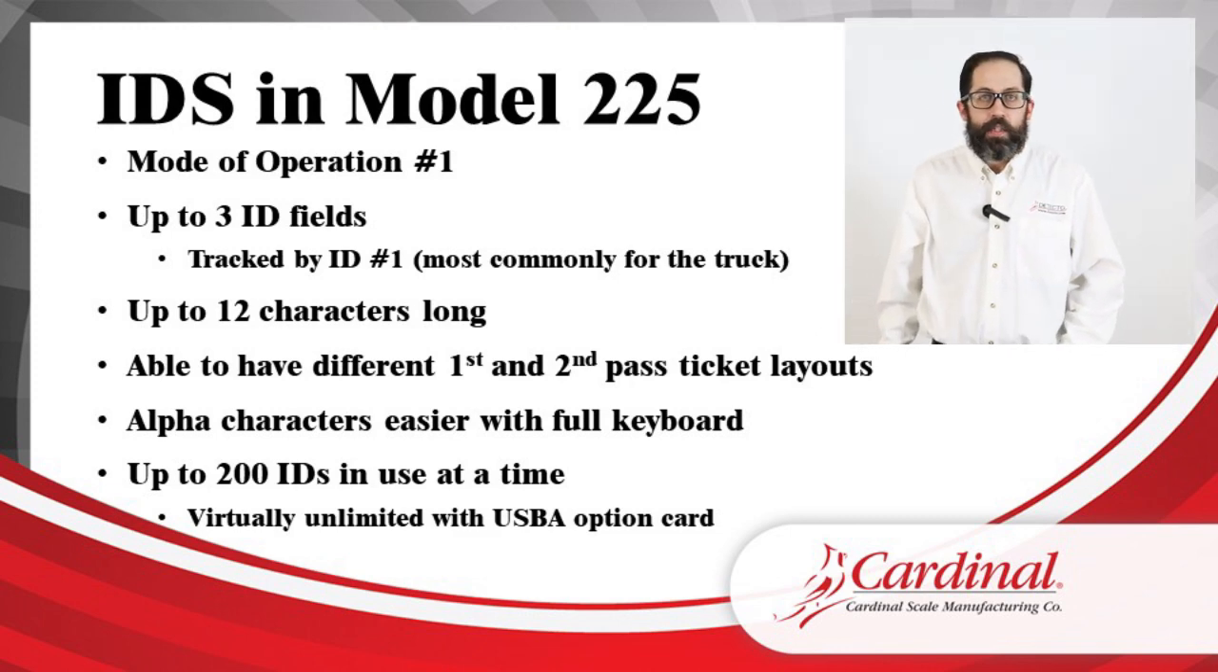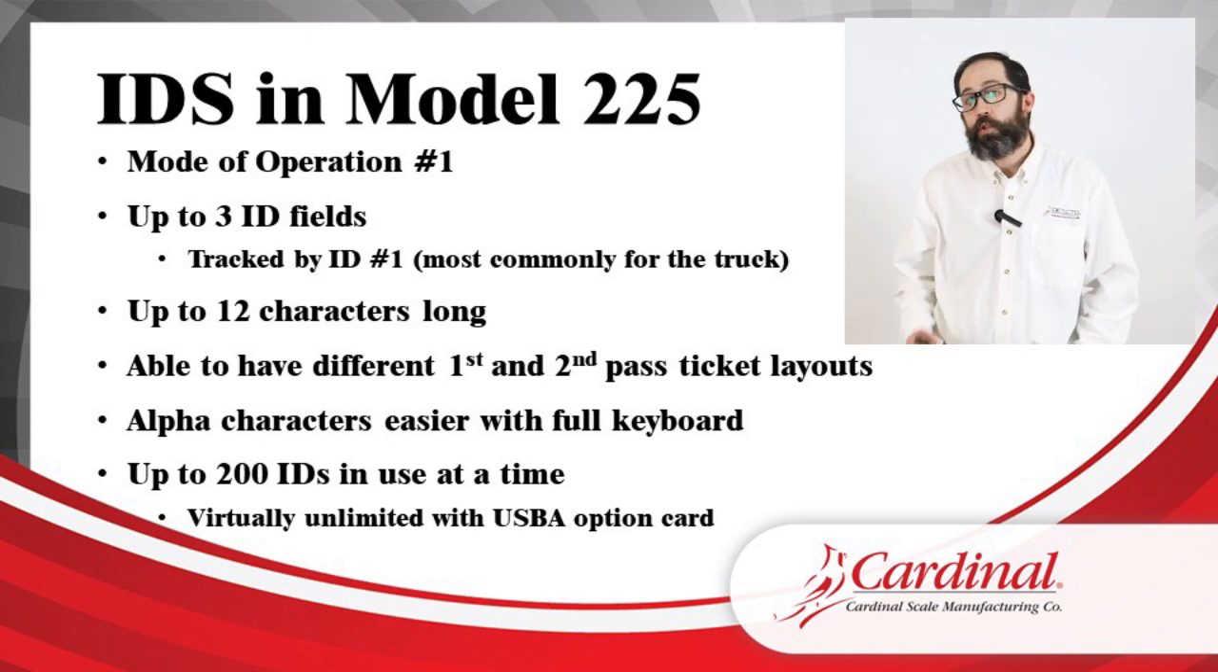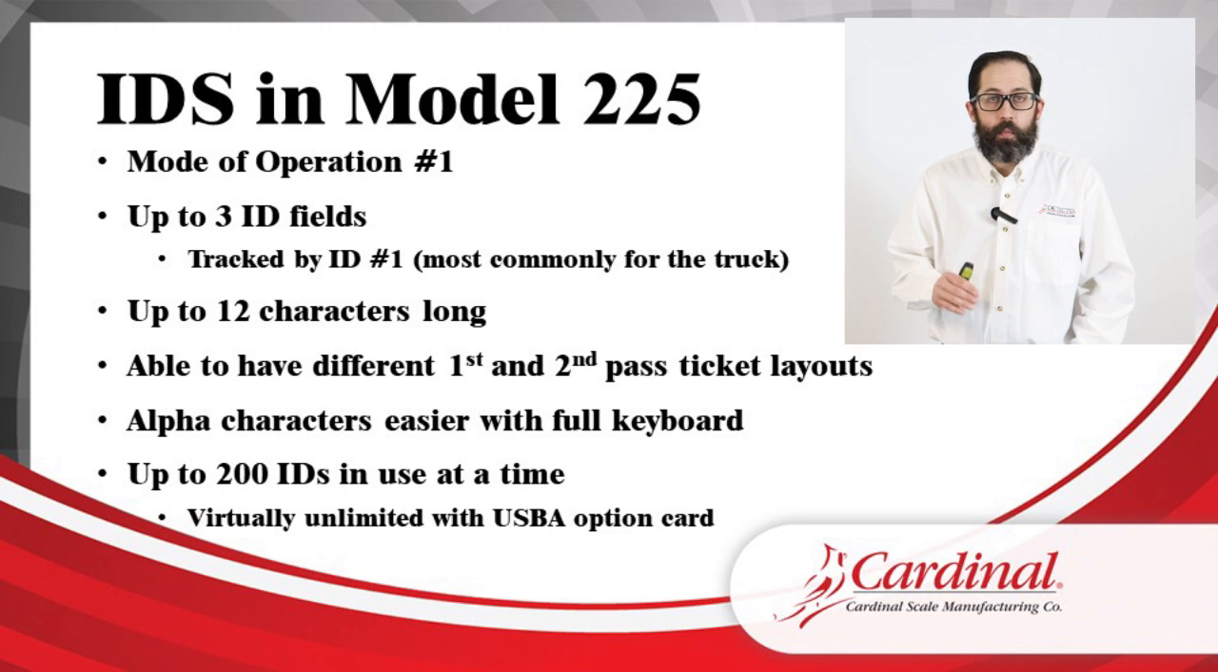One of the main differences is in the 225, we can have up to 3 ID fields. So with the 210, it was just the truck or just the rail car or just whatever the container is. With the 225, we're able to have 3 different fields, so we can have maybe a truck and a trailer and a product. In the examples we're looking at today, I have them set up to be a truck, a product, and a customer.